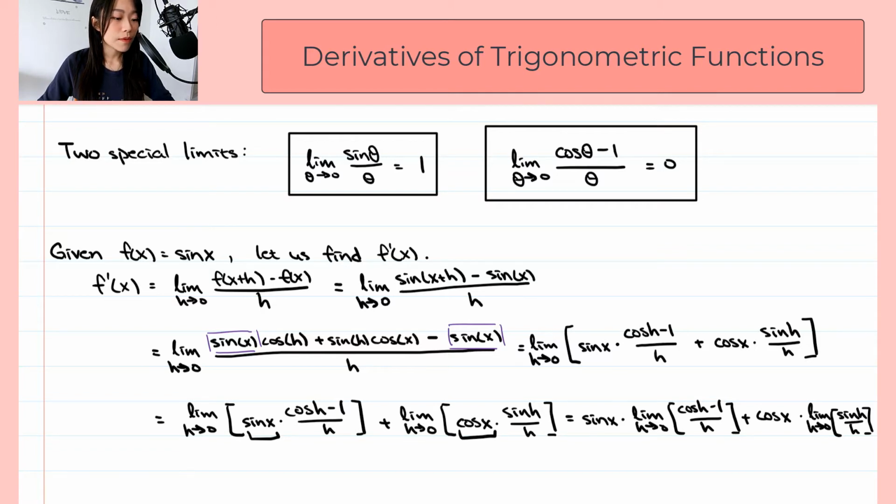Now we can use the special limits that I just introduced. Here we have the limit of cosine of h minus 1 over h as h approaches 0. That is the second special limit, and this limit equals 0. Then we also have the limit of sine of h over h as h approaches 0. This is the first special limit, and this limit equals 1. So in conclusion, the derivative for sine of x is sine of x times 0 plus cosine of x times 1. So the derivative of sine of x equals cosine of x.